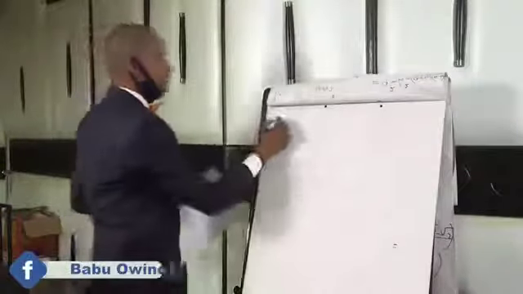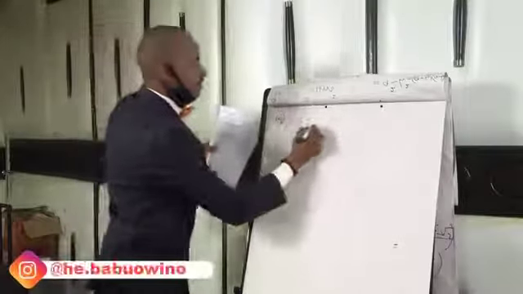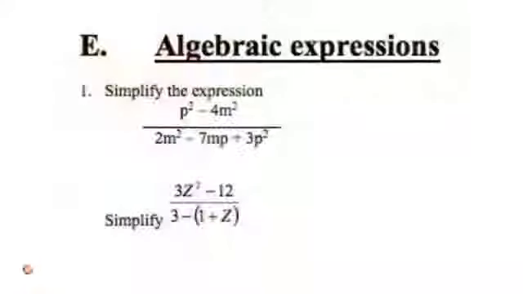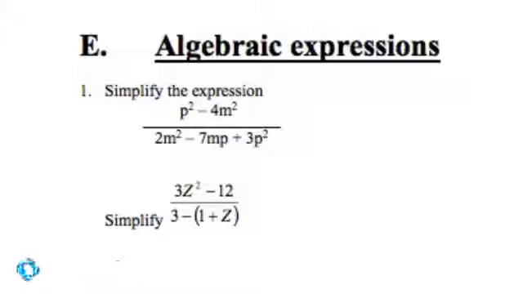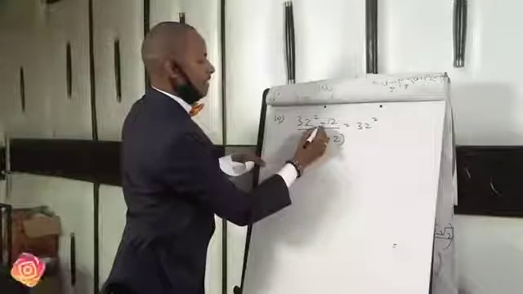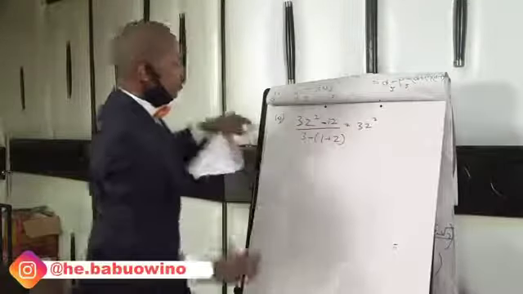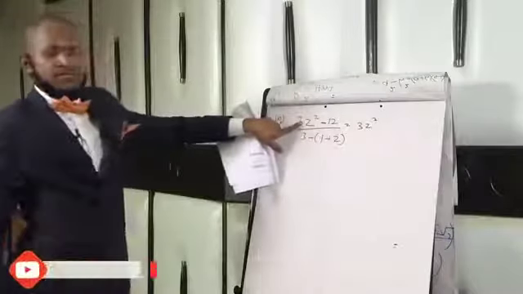Question 10. 3z squared minus 12 divided by 3 minus 1 plus z. So remember I told you, you observe the difference of two squares. Simplify. So here we can see 3z squared minus 12. What is common between 3 and 12 is 3.